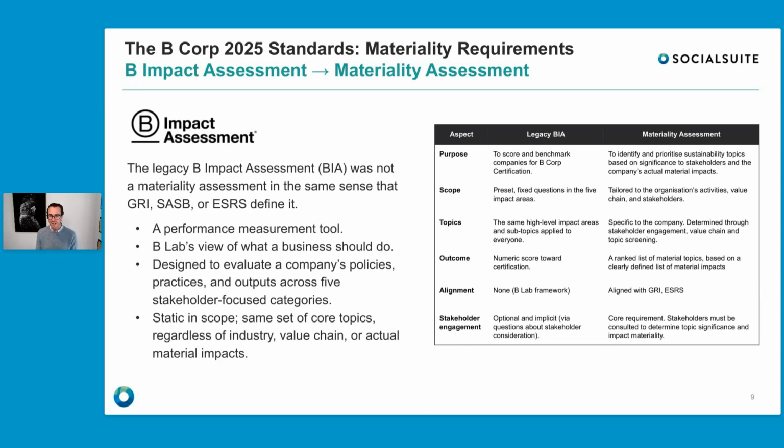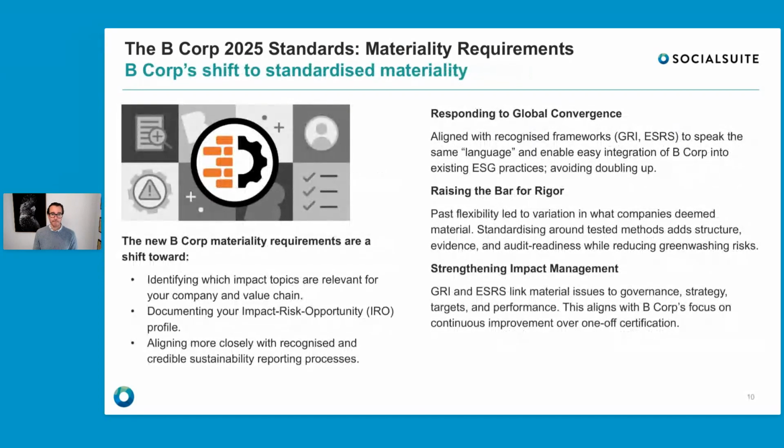And finally, then on stakeholder engagement, initially in the legacy BIA, it was optional and implicit. It was more about considerations around stakeholders, but now there is a real core requirement. And you could even see that when we get there in a couple of minutes, that there's a very specific stakeholder engagement requirement, even going further than GRI and ISRS. B Corp is now really giving you specific groups that you need to engage as a minimum. So it's really important to keep that in mind. So there's some real changes here.